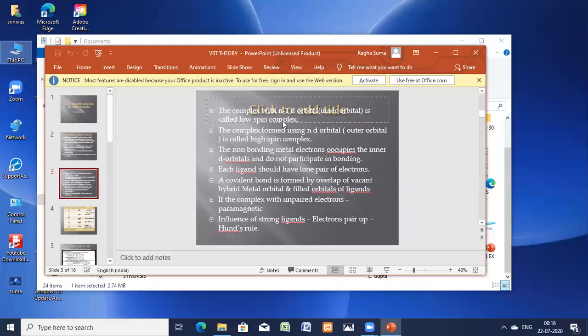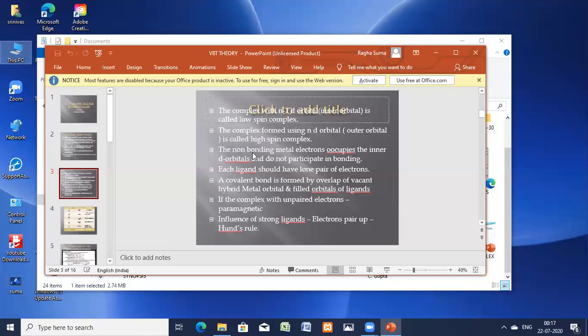Next postulate: the complex formed using the outer orbital, that is the nd orbital, is a high spin complex. High spin complex is nothing but a weak field complex. If it is using the outermost orbitals, then you'll have high spin, but that is a weak field complex. Whatever complex forms, you can call it a weak field complex.